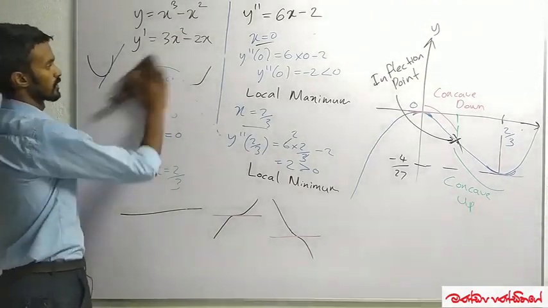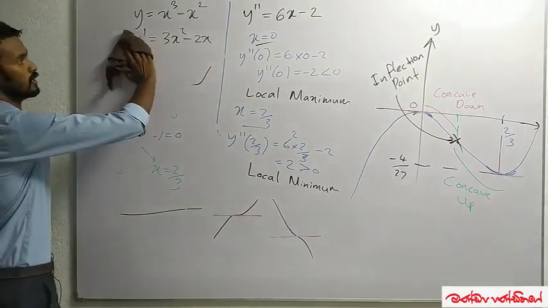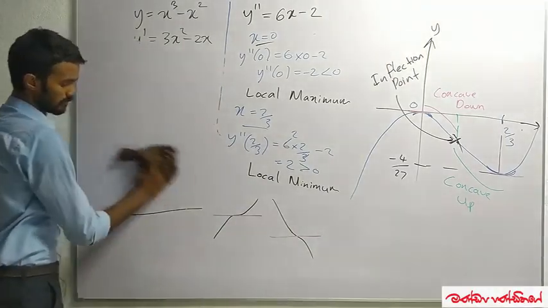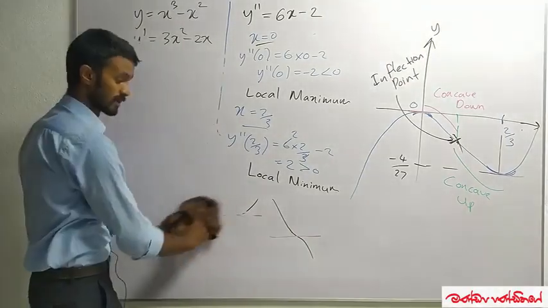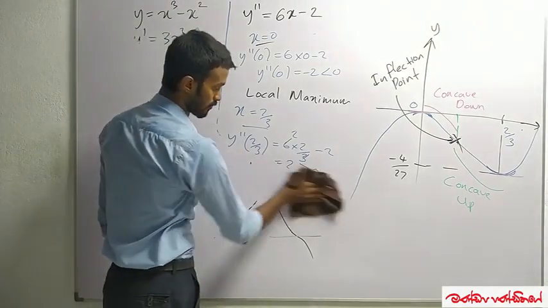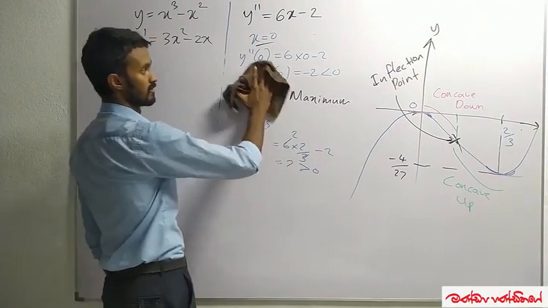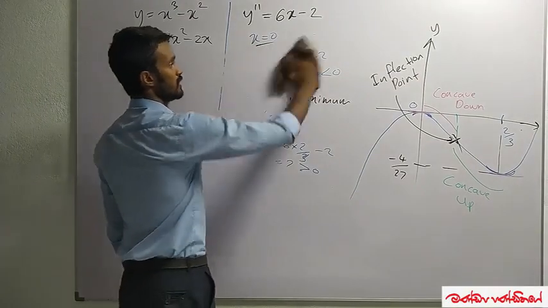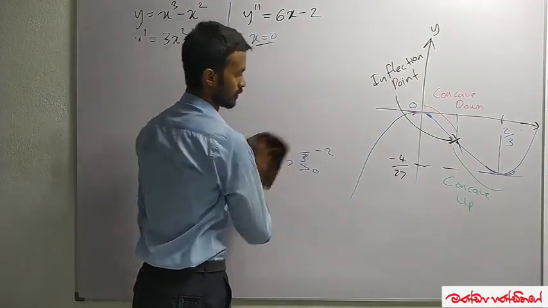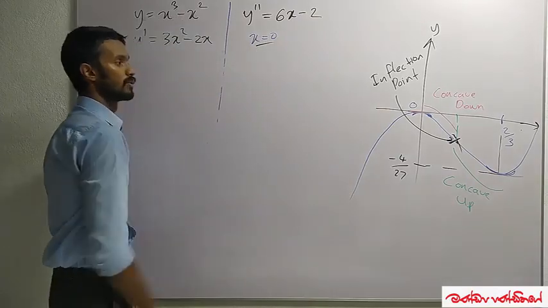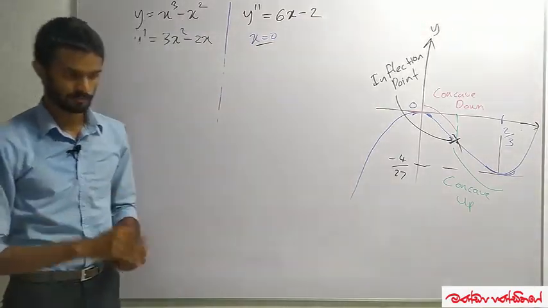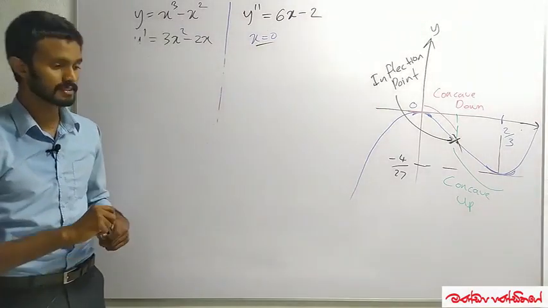So I think you got a clear idea about what an inflection point is, what concave up and concave down are, what concavity is, and how to find local maximums and local minimums using the second derivative test. Okay, now let's move on to how to find an inflection point.